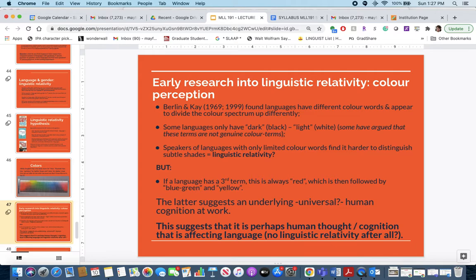So, is this language or is this something else going on? Is this human cognition, right? This suggests that perhaps human thought and cognition affect language. We're thinking about color as humans, and it's something universal rather than something relegated to your language.